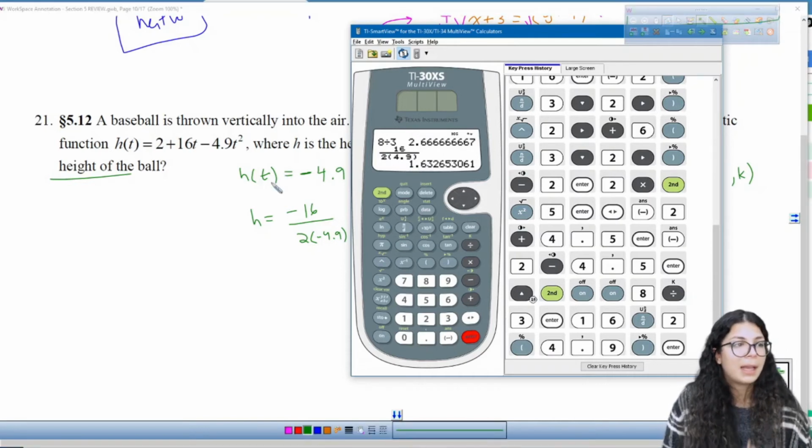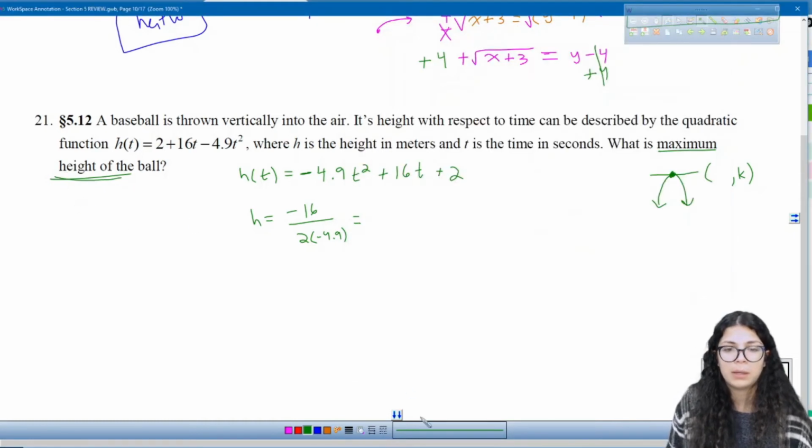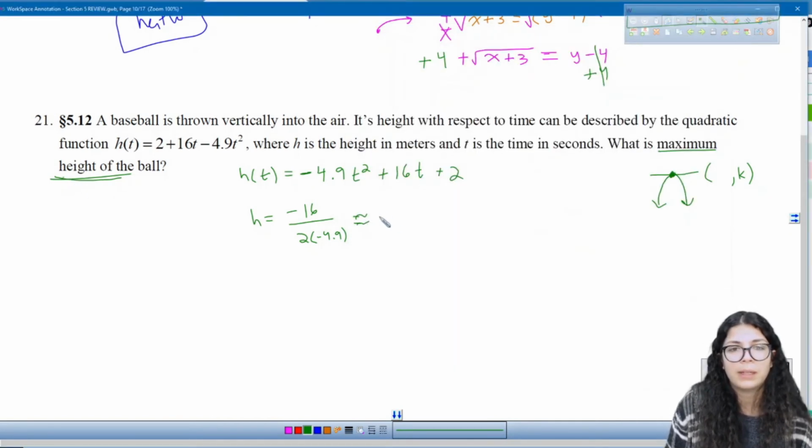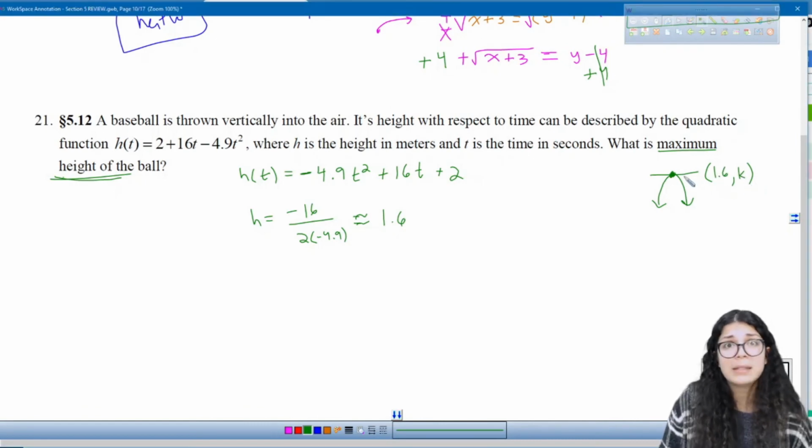Okay. Now it didn't ask me to round in the problem, but I'm just going to round because, of course, the height, we want it to be like a number, like an estimated number. So I'm just going to round to the nearest tenth and use roughly about 1.6. So that will be the x value. That is not the maximum, okay? That is the time, t, that it reaches the maximum.